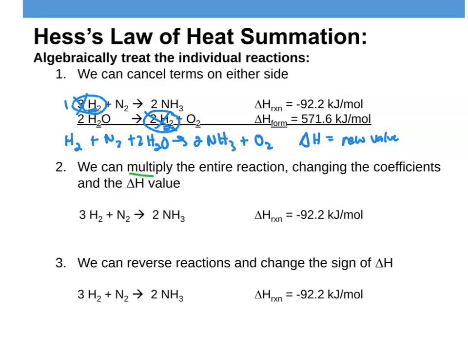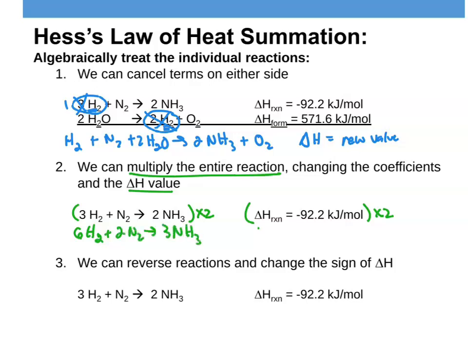The other thing we can do is multiply the entire reaction, but if you have double the stuff, you're also going to double the delta H value. If you burn twice as much fuel, it's going to release twice as much energy. So I could take this whole thing and multiply it by 2, but that's also going to multiply the delta H by 2. Or I could have multiplied it by 3 or 4 or 5, whatever value you need. If I multiply everything by 2, that changes this to 6H2 plus 2N2 goes to 3 ammonias, and now the delta H of this reaction is going to be negative 184.4 kilojoules per mole. So you can multiply these whole things as you need, as you're figuring out these puzzles, so that you can get things to cancel out and make sense with whatever it is you're looking for.